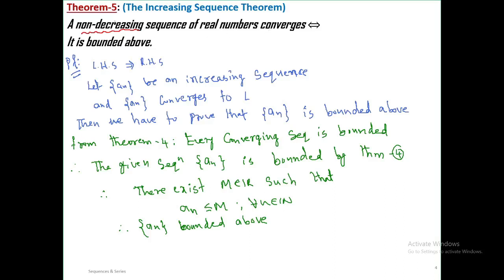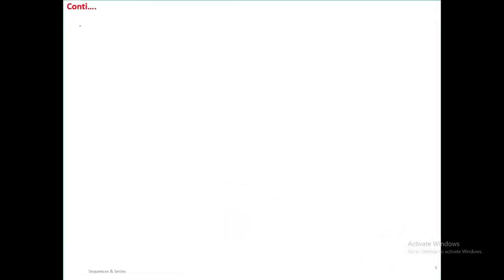So first, what kind of sequence do you have to take? An increasing sequence which is bounded above you have to take. Then you prove that the sequence converges. Okay, now let us take that. So the other way of proof, that means you take the RHS part, then prove the LHS statement.